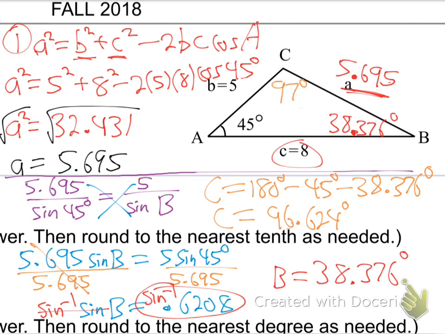We'll round the other one to 38. And the side, they want this side to be what? 5.7. And there we go. There's all the answers they want. Is that good? Is that making sense?